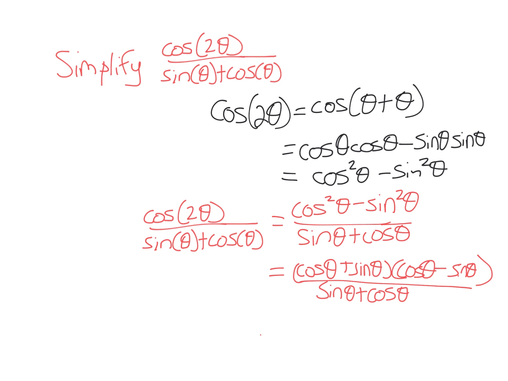So now I'm at a point where I can cancel because I've got the same thing on top as on the bottom and it's being multiplied on top. So I can simply cross this out on the top and the bottom, and I'm just left with cos theta minus sine theta. So then I'm done, and it wouldn't have been possible without the angle sum formula.